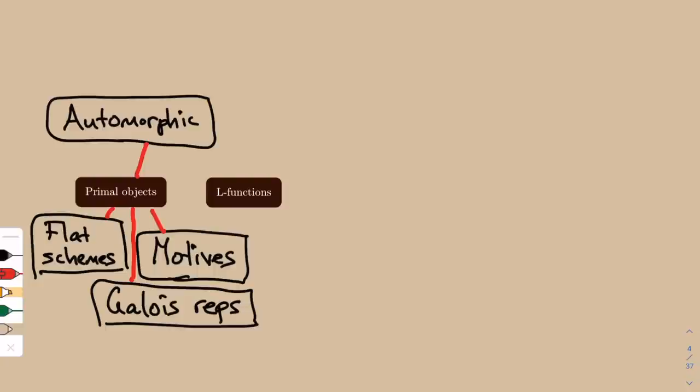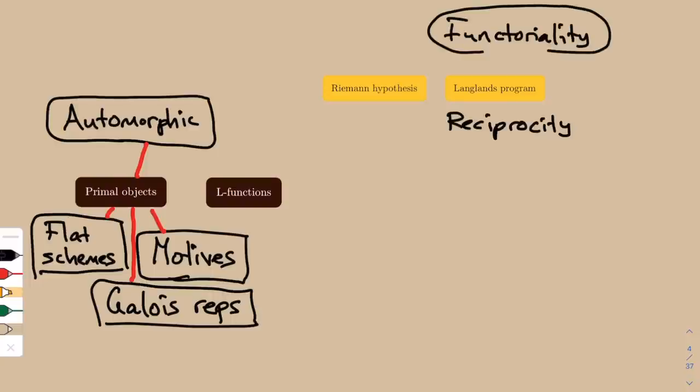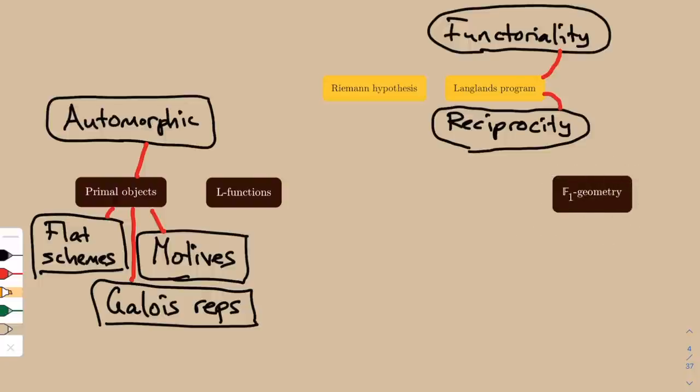Two of the main immortal dreams connected to L functions would be to prove the Riemann hypothesis and resolve further cases of the Langlands program, including the two major themes of the main branch, namely functoriality and reciprocity. For us, the ultimate meta dream, so to speak, is to find a new theory or new language called F1 geometry that could open up some of the seemingly impossible barriers to these immortal problems.